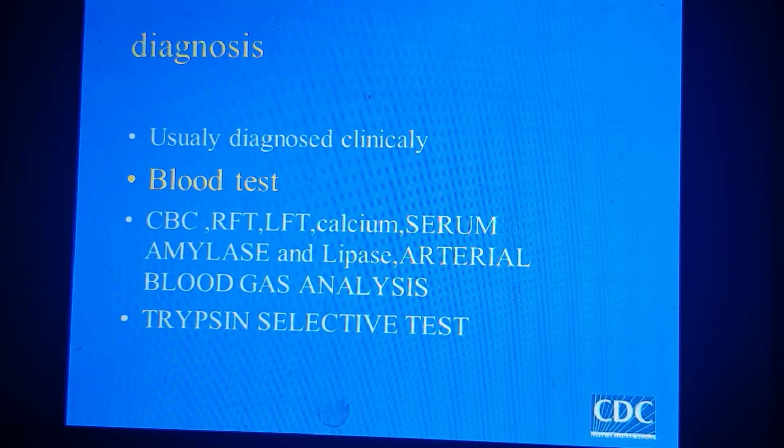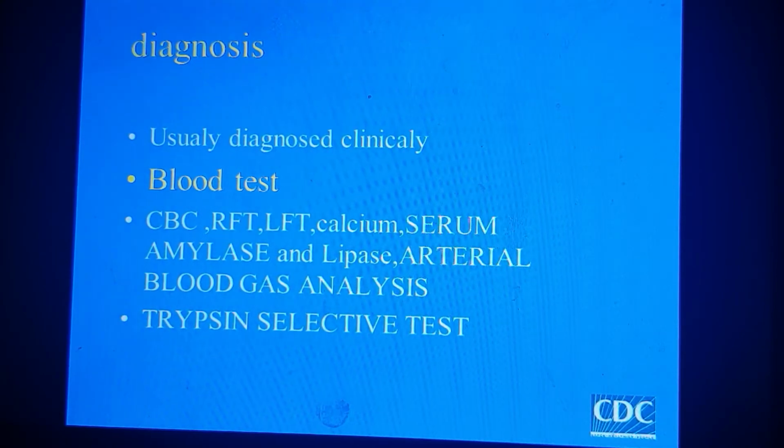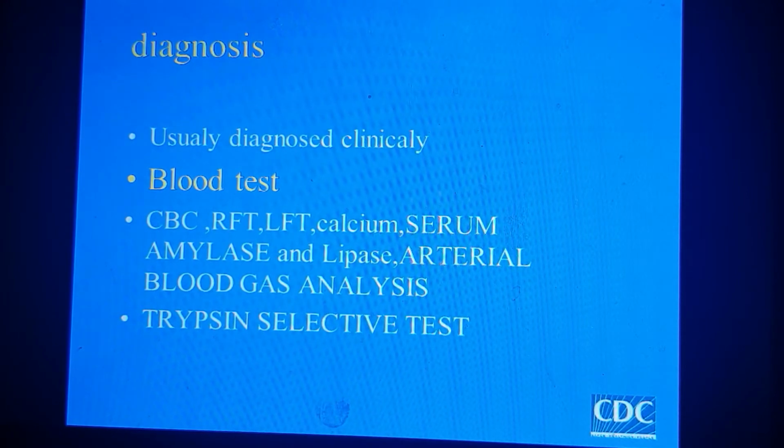What about the diagnosis? Diagnosis is usually clinical, but we also have blood tests that can be of beneficial value in patients with acute pancreatitis. Complete blood count for leukocytosis and anemia, renal function test, liver function test, calcium because there will be hypocalcemia as I said before, serum amylase and lipase, which are enzymes from the pancreas, arterial blood gas analysis, especially in patients with hypoxemia or acute respiratory distress syndrome. Also, there is a test called trypsin selective test.